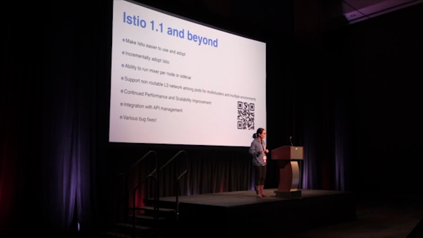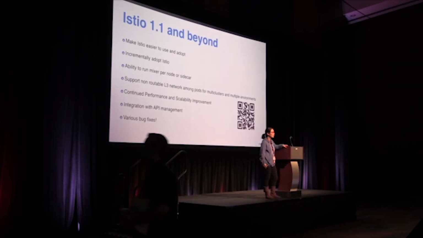So, Istio 1.1 and beyond: the community is very actively working on Istio 1.1. We are trying to make Istio easier to use and adopt, so that's a constant theme on our mind. We want to continue on our journey to allow users to incrementally adopt Istio. The functionality is already there, but the documentation is not super friendly. So we're trying to make sure users know how to incrementally adopt Istio. They can consume what features they want, and start from there.